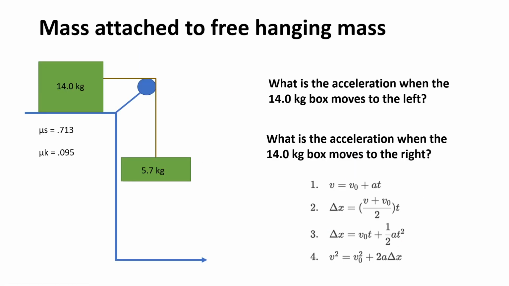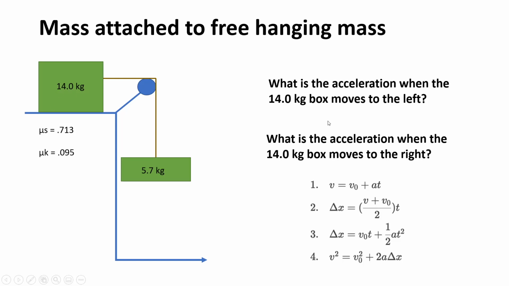So moving on to our next question, mass attached to a free hanging mass. So it's this mass attached by a string over this pulley type thing, or like a wheel, to this mass hanging here. And we're given these two coefficients of friction. This is static friction, so when the box is not moving yet, and the coefficient due to kinetic friction, which is once the object is in motion. This is the new force friction.